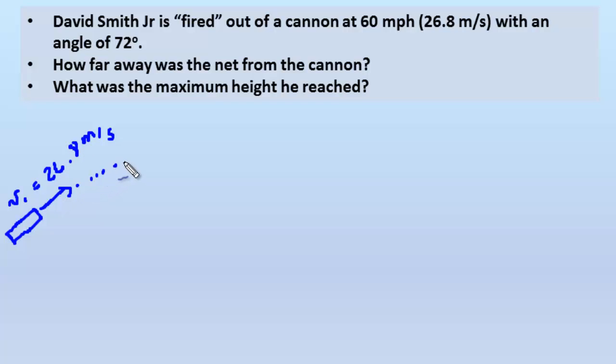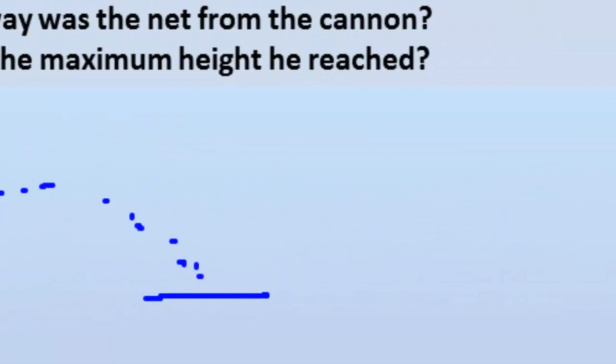David Smith Jr. is flying through the air, and the assumption is that he's going to end up at the same level as the cannon, and that allows us to say di in the y direction is still 0. We also know this angle of 72 degrees, and we know this initial velocity has an x component and a y component. Not only do we know that, we also know how to find those components, thanks to all of our vector work.